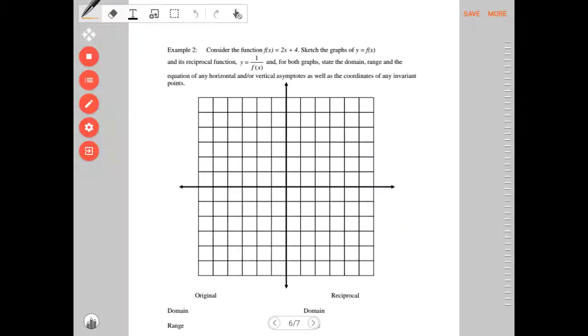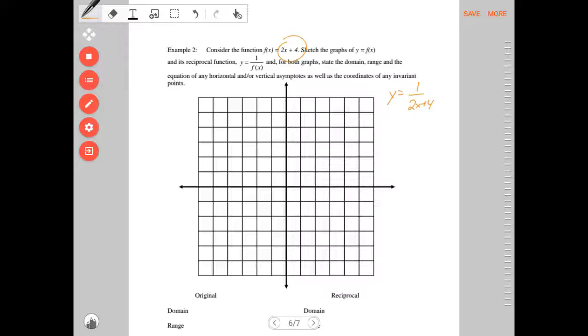Interesting. So, example 2. Consider the function f of x equals 2x plus 4. Sketch the graphs of y equals f of x and its reciprocal function, y equals 1 over f of x. For both graphs, state the domain, range, equation of any asymptotes, horizontal or vertical, as well as the coordinates of any invariant points. So we have a graph of 2x plus 4, because that's f of x, and then I have to graph y equals 1 over 2x plus 4. Whew, okay, we can do this.